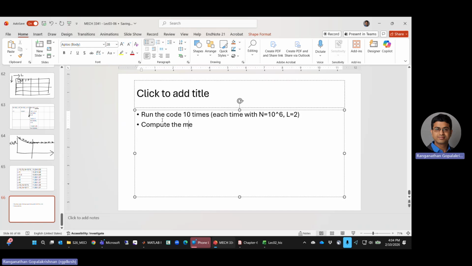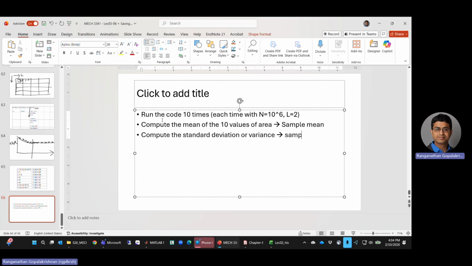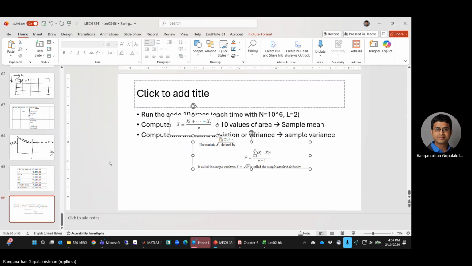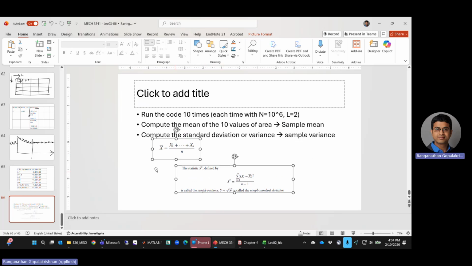Compute the mean of the 10 values of area. This is what we call sample mean. Compute the standard deviation or variance, which is what we call sample variance. And the formulas to use are basically these two. We are trying to learn. Let's not let MATLAB learn. Okay. You do the calculation yourself by programming in a loop. Don't let MATLAB do the work for you.